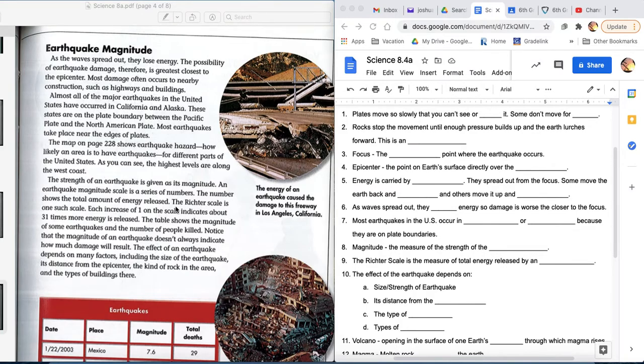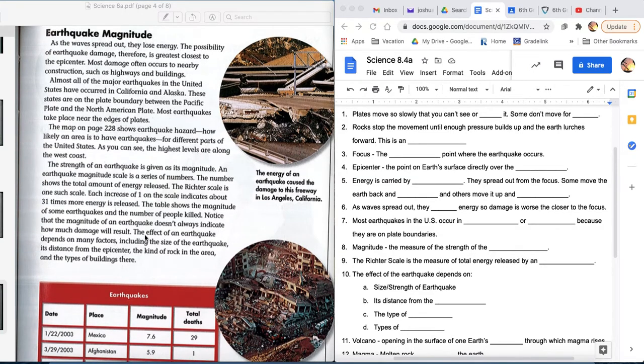Here's how the Richter scale works, though. Each increase of 1 on the Richter scale indicates about 31 times more energy. So if I have a Richter scale of 1, okay, that's the energy. If I go to a Richter scale of 2, that's not 2 times more strong, it's 31 times more strong. I go up to a Richter scale of 3, that's not times 3, it's now 31 times 31, so over 900 times the strength of a 1.